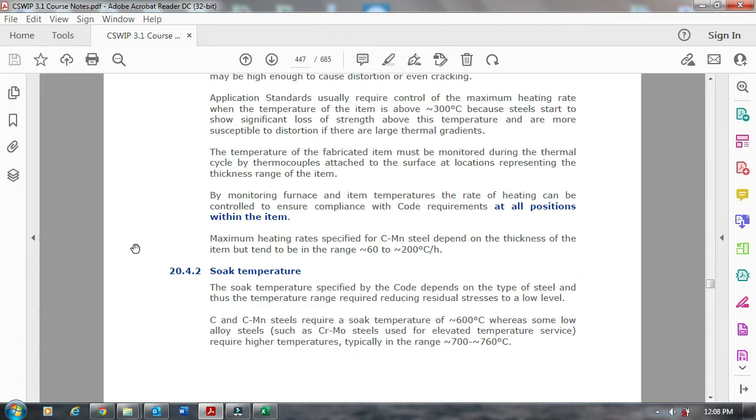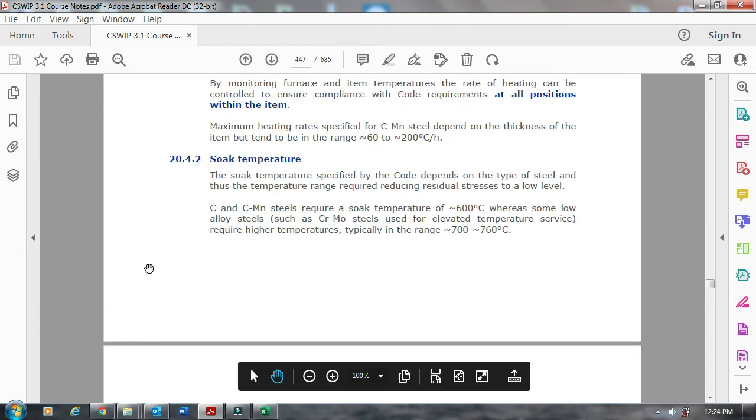The temperature of the fabricated item must be monitored during the thermal cycle by thermocouples attached to the surface at locations representing the thickness range of the item. By monitoring the furnace and the item temperature, the rate of heating can be controlled to ensure compliance with the code requirement at all positions within the item. Maximum heating rates specified for carbon manganese steel depend on the thickness of the item but tend to be in the range of 60 to 200 degrees centigrade per hour.